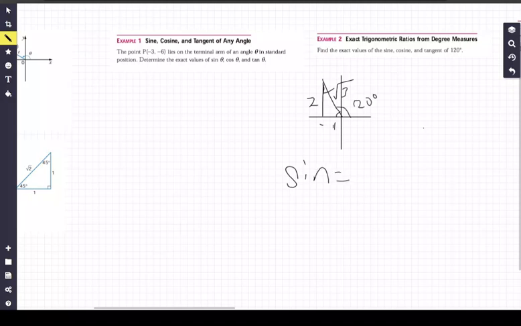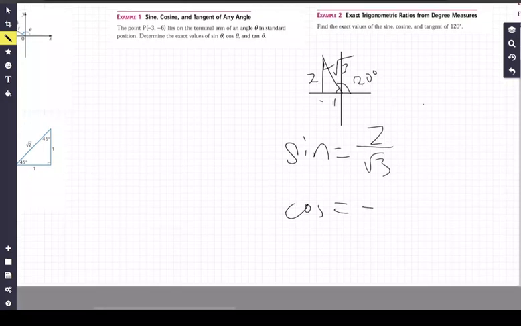So sine would be opposite over hypotenuse, so 2 over √3. Cosine would be adjacent over hypotenuse, so -1 over √3. And tangent would be opposite over adjacent, so 2 over -1.